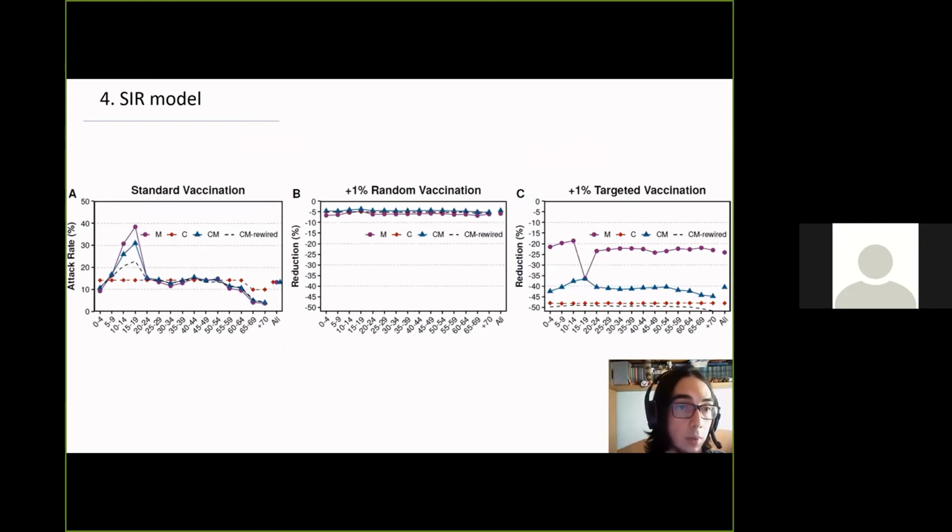And lastly, we see how vaccination would be modified in each of these scenarios. So first, we try to mimic a real situation. This network has been built with data from Italy. So we try to vaccinate the population using the data from Italy, where mostly the elderly are the ones getting vaccinated. That's why in this standard vaccination, the attack rate for those individuals is lower. And we say, let's just increase the vaccination by 1% and apply it randomly. Note that we are talking here about 1% of the population. Normally, 10% of the population is vaccinated, so 1% is a good amount.